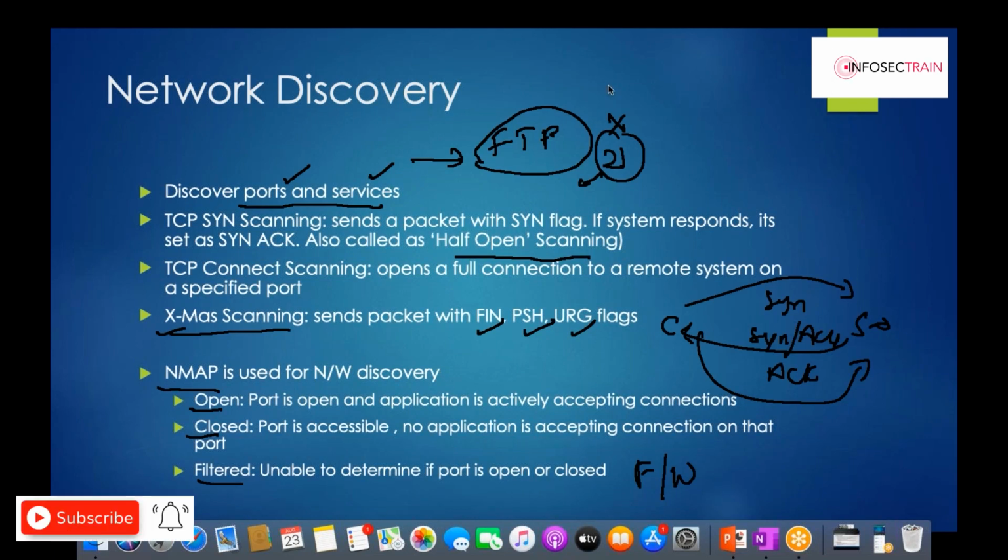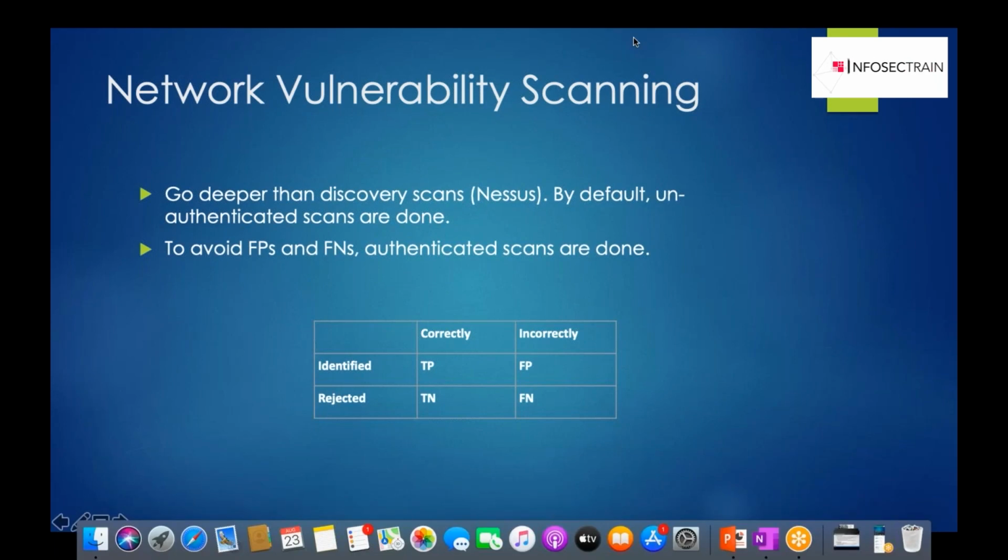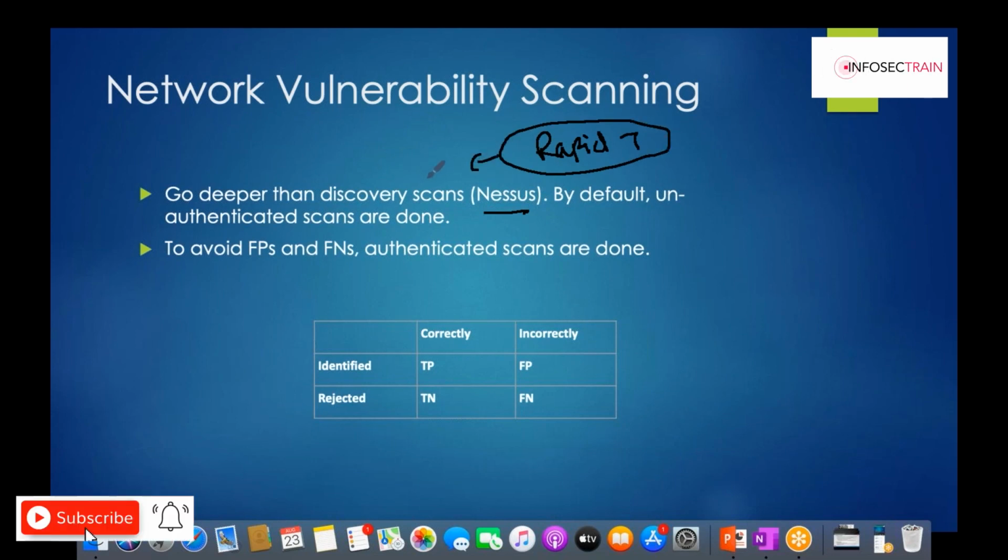All right, then we have network vulnerability scanning, to see whether we have any open ports or not. It takes a step ahead of the discovery scans. It tries to identify if there are any vulnerabilities available on the network. Tools like Nessus and Rapid7 are going to help you in identifying any vulnerabilities on the network, right?